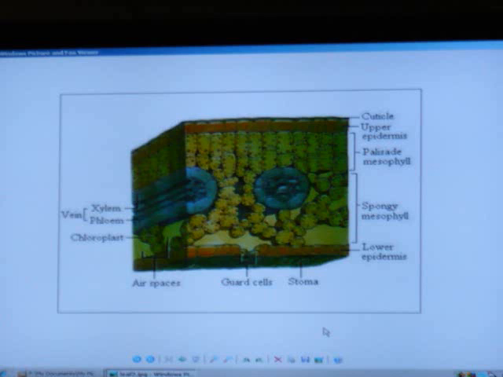But there are some things I'm going to show you on the screen to help you, because a lot of folks will be asking, what's the difference between mesophyll and palisade? I'm about to show you that.